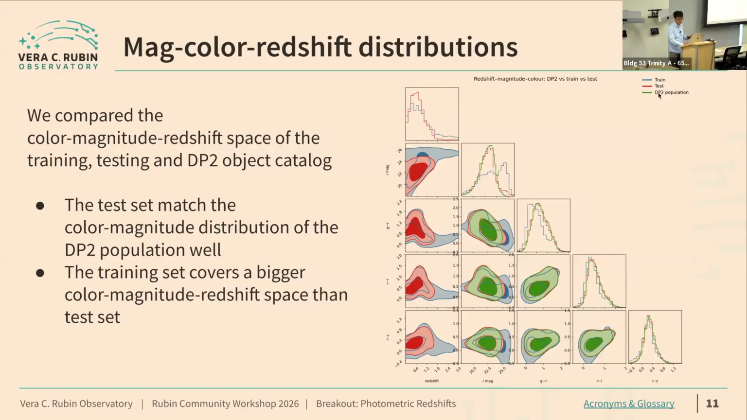And you can also see the blue training sample that covers a wider range in redshift, magnitude, and color, and that's what we want to have for training a machine learning model.